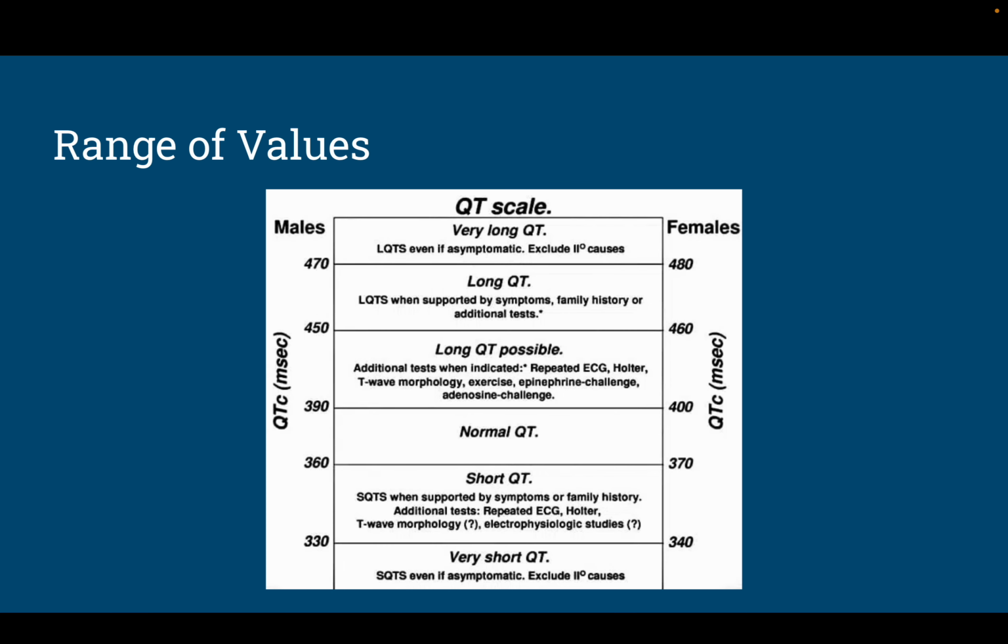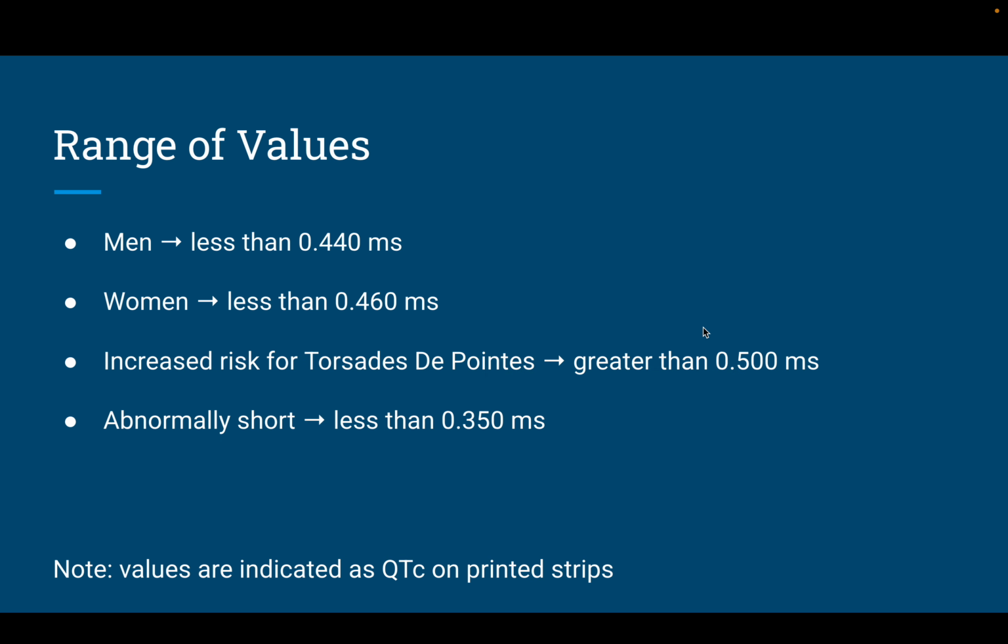So range of values. Normal is really between 3.6 to 4.5 for men, 3.7 to 4.6 for women. This long QT is possible. We have a lot of people in these ranges that it's not really considered long QT. But when you get over the 4.5 and the 4.6 in milliseconds, that's when you define it as prolonged.